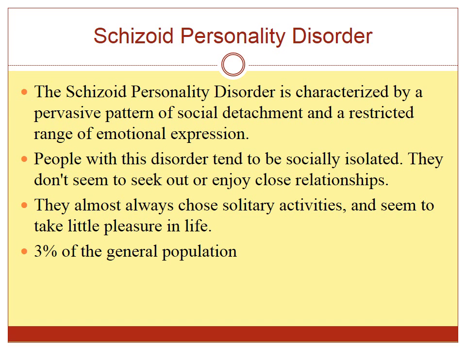Moving on to schizoid personality disorder, these folks are characterized by a pervasive pattern of social detachment and a restricted range of emotional expression. People with this disorder tend to be socially isolated. They don't seem to seek out or enjoy close relationships. They almost always choose solitary activities and seem to take little pleasure in life, and it affects about 3% of the general population.